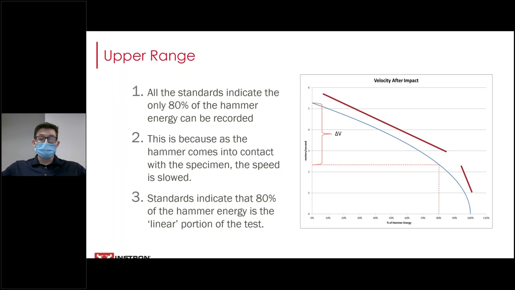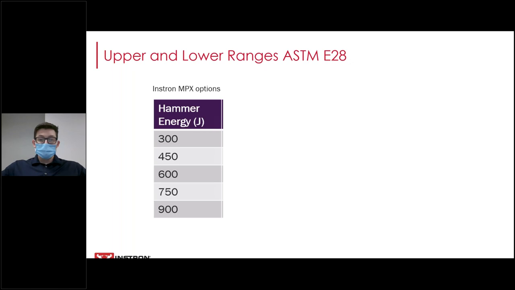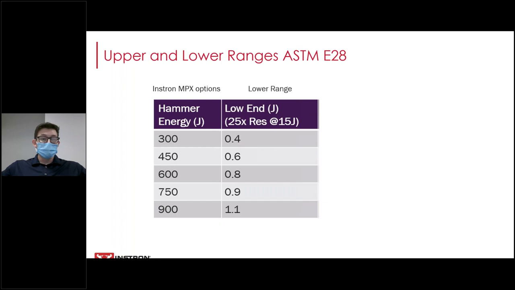So now that you know the two ranges, here is a chart of just Instron's pendulum impact capacities with the digital encoders we were referring to earlier. We have 300, 450, 600, 750, and 900. For the lower range, this was the 25 times resolution. You can see even up to 900 joules, you can still test 1.1 joule specimens. And this is where that misconception is debunked about not being able to test low while also having a high-capacity frame. And then the upper range, 80%, you can see here on the right, just for a visual comparison.